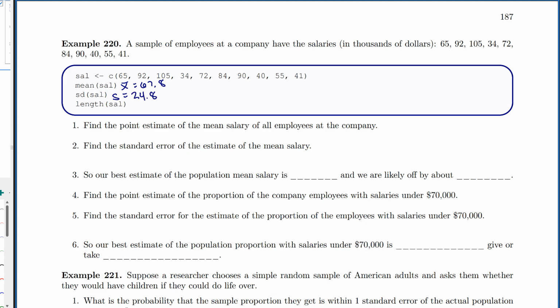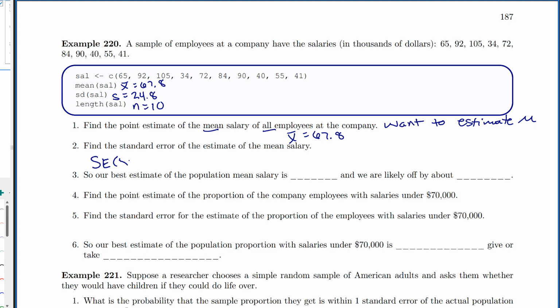And my sample size is 10. Okay, so now let's see what it wants me to find. Let's find the point estimate for the mean salary of all the employees of the company. So we want to estimate our population mean, mu. So our estimate is x bar equals 67.8. That's my best estimate. Let's find the standard error.